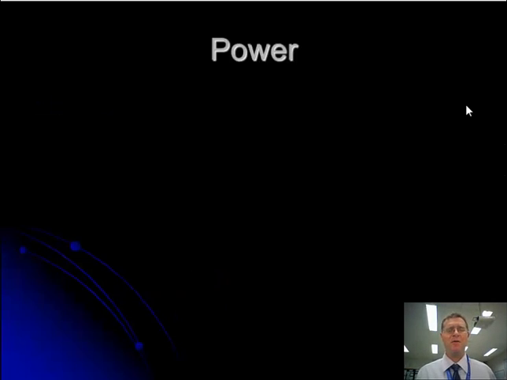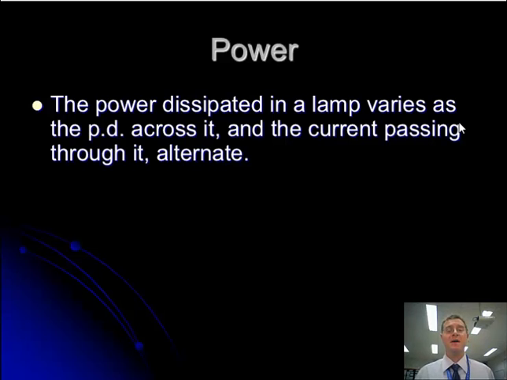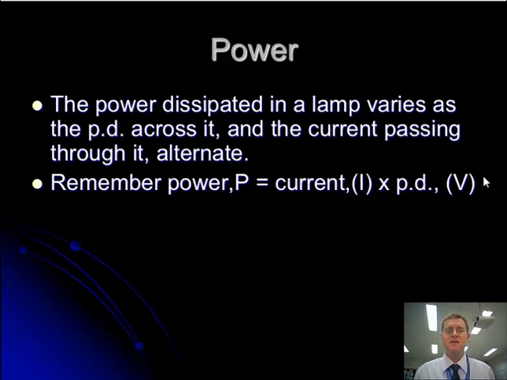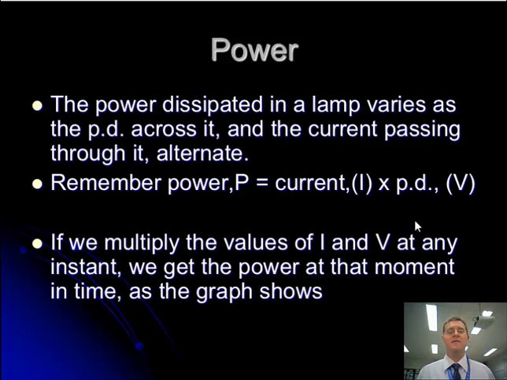Let's think about power now. So I've identified current, identified voltage, and we'll extend this to power. Now the power dissipated in a lamp varies as the PD across it and the current passing through it alternate. We know that they're in phase, so power is going to be current times PD, and if we multiply the values of current and voltage at any instant, we can show this graphically.